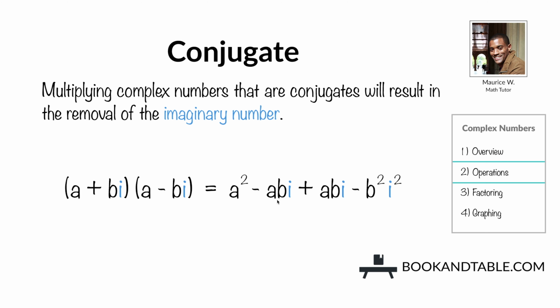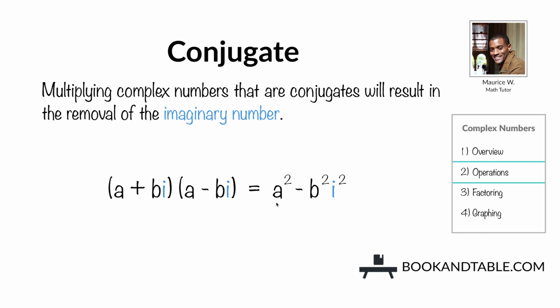The negative abi and the positive abi cancel each other out, leaving you with just a squared minus b squared i squared. i squared is equal to negative 1. So negative b squared times negative 1 gives you positive b squared. So when you multiply a complex number times its conjugate, you are able to remove the imaginary number. And if a squared is a real number and b squared is a real number, such as two integers, we'll be able to combine them to simplify the expression.